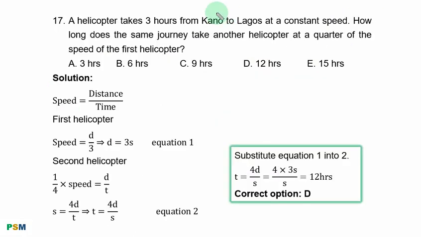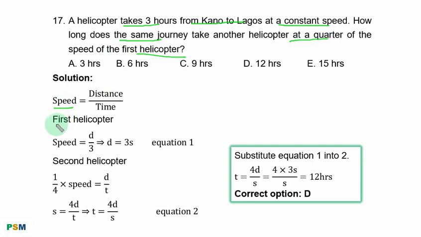Question 17. A helicopter takes 3 hours from Kano to Lagos at a constant speed. How long does the same journey take another helicopter at a quarter of the speed of the first helicopter? Solution. Speed is equal to distance over time.